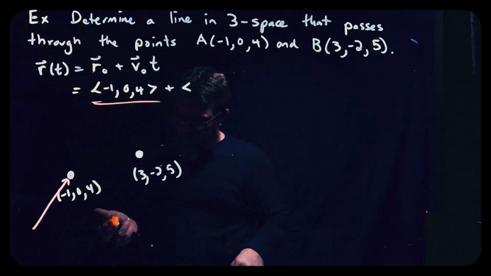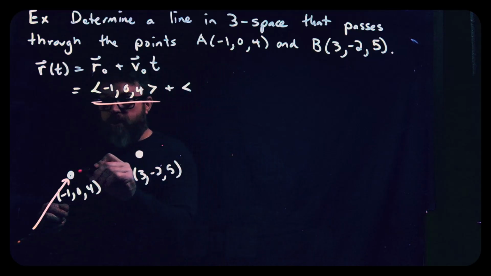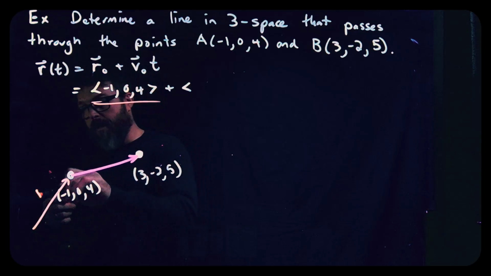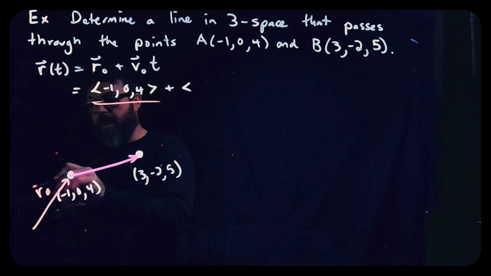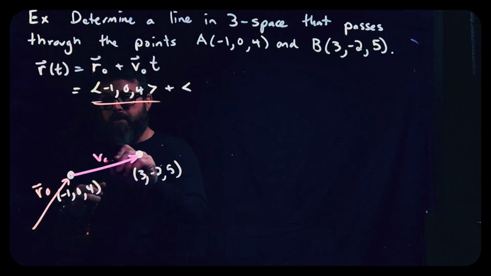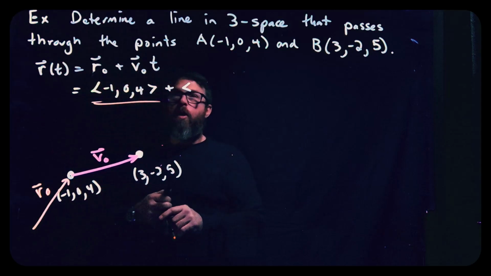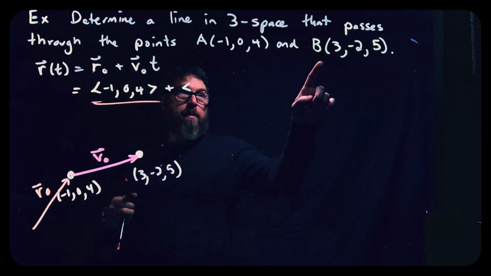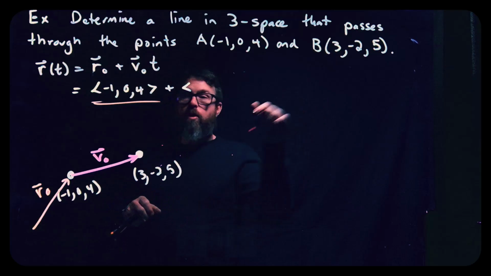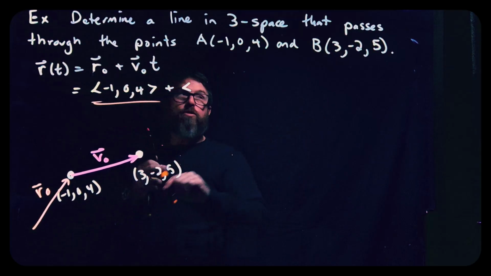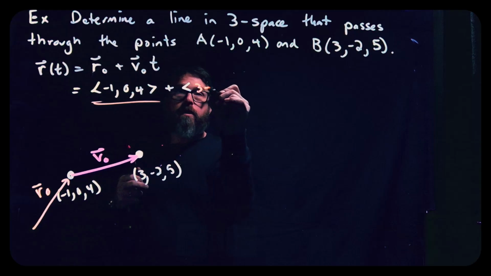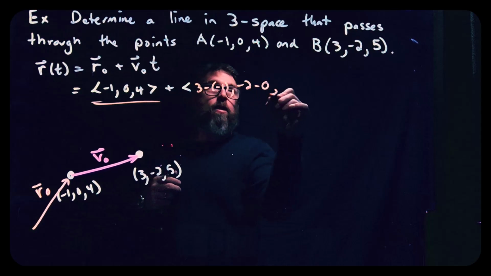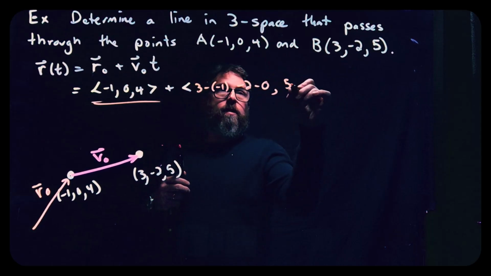Now the next one I'm going to need is my direction vector. So I'm going to have to go from here to here. I need that direction vector. So this being r naught, and this being v naught. Okay, so in order to find v naught, we have to do final minus initial. So I'm going to have to subtract our corresponding coordinates. So this is going to be equal to 3 minus -1, comma, now I have -2 minus 0, and then finally 5 minus 4.